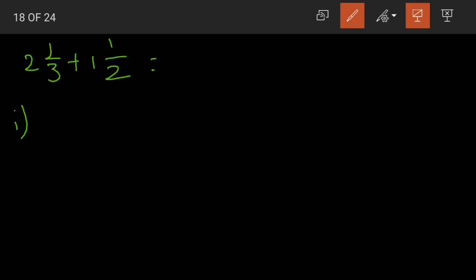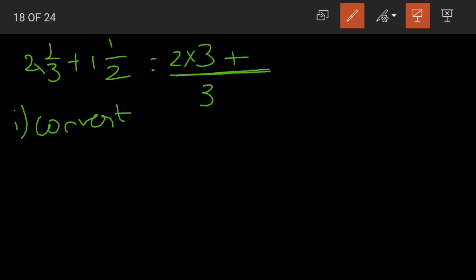What is the first step, students? Convert into what? Convert into improper fractions. Now how will we convert? First write the denominator as it is. In the numerator, multiply the denominator with the whole number part, 2 into 3 plus the numerator, whole divided by the denominator. And coming to the second fraction, again write the denominator as it is.